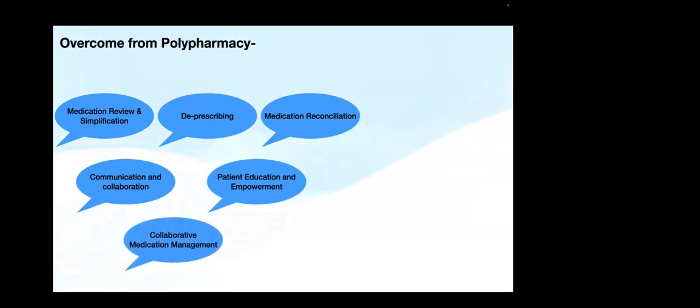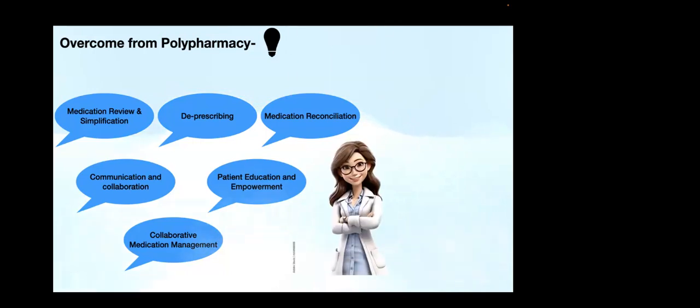And the last is collaborative medication management. Engage pharmacists to play an active role in medication management. They can do better things. Pharmacists can provide medication counseling, conduct medication reviews, identify drug-drug interactions, and provide suggestions and interventions to optimize the medication regimen further. So these are some ways to overcome polypharmacy, and I'm sure that we healthcare professionals can do it. Let's understand how overuse and underuse are going to affect drug-related problems.